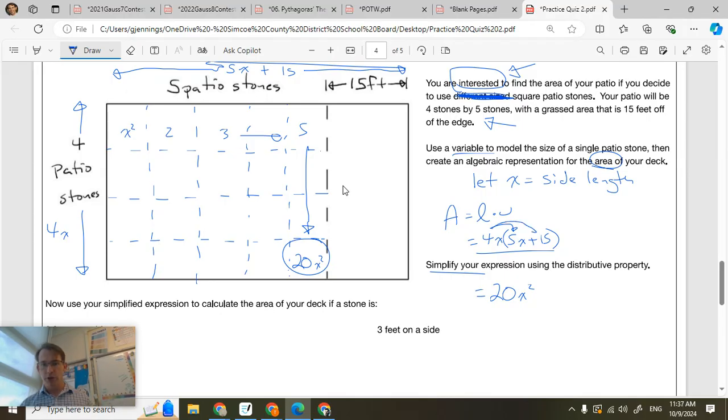But then we also have to do this multiplication. 4 times 15 happens to be 60x. So this is 15 on a side multiplied by 4x on a side. So this is 60x area in here.